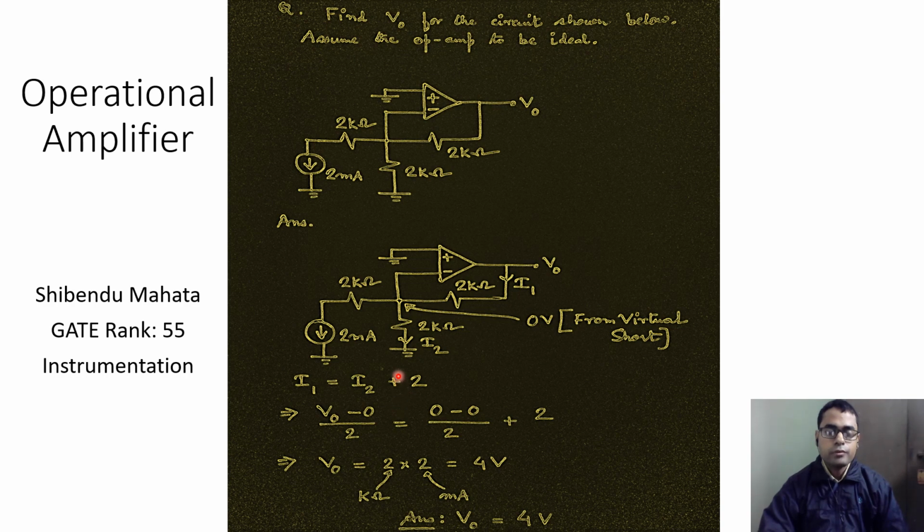And therefore we can go ahead with framing the expression in terms of voltage by resistance, and then we can write I1 as V0 minus 0 volt divided by 2 kilo ohms. So that is current I1, which is equal to the current I2, which is equal to 0, plus the other current, which is equal to 2 milliamperes. So (V0 minus 0) by 2 is equal to 2 milliamperes, and from here we find the value of V0 as 4 volt.